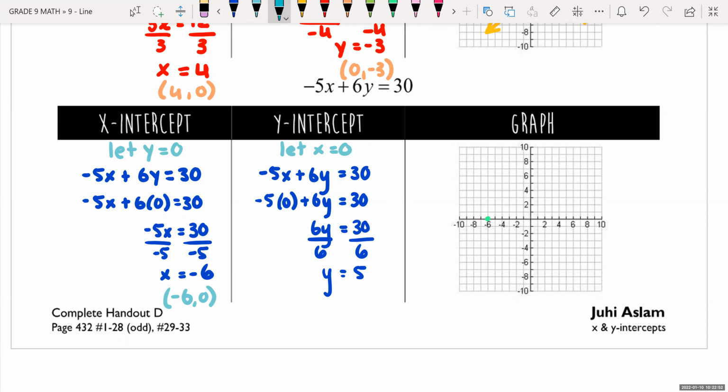Can you guys tell me what my coordinate would be for the y-intercept? Good job, Amarami. You got it. Your x is equal to 0 and your y is equal to 5.